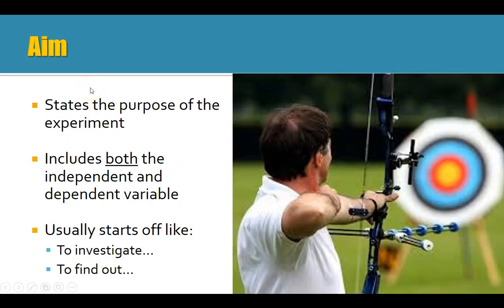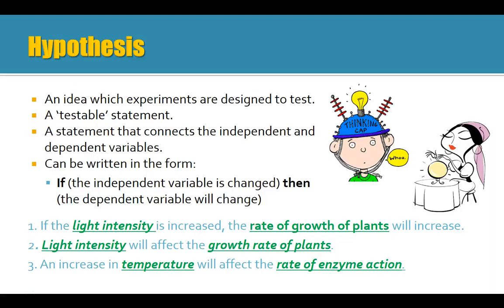So whenever you conduct an experiment, there is usually an aim, and that is the purpose of the experiment. So why are we even doing this? Why are we even investigating this hypothesis or question? So the aim needs to include both the independent and dependent variable, and usually starts off with to investigate or find out. So for the example of plants and photosynthesis, our aim would be to investigate the effect of light intensity on plant growth. And that is the aim of the experiment.